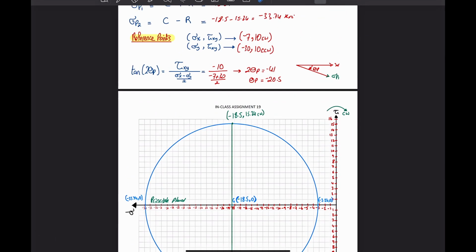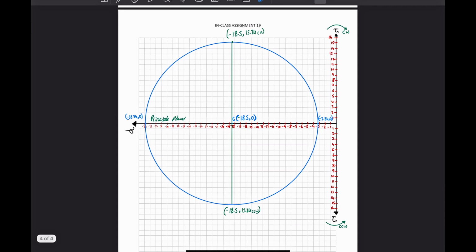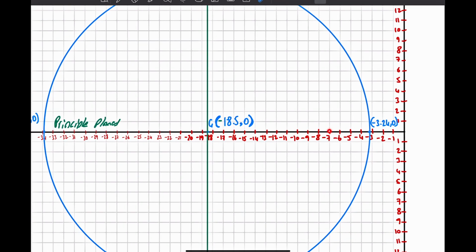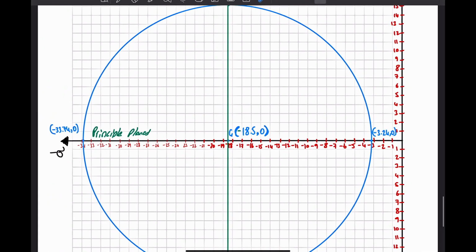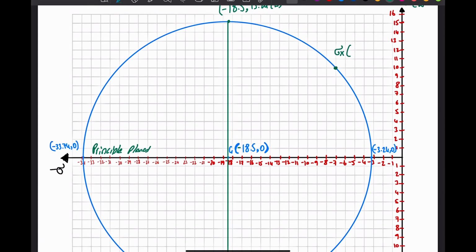Okay, what is missing here is the xy plane. So xy is negative 7 and 10. So where is the negative 7 and 10? Negative 7 is here, and 10 clockwise. So here is the 10, here is the 7. So this is the x. This is the x point, which is negative 7 and 10 clockwise.